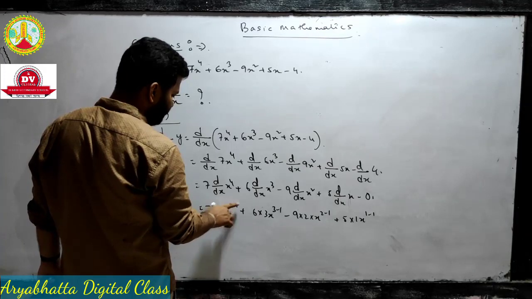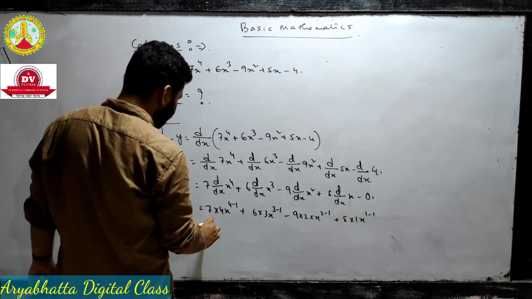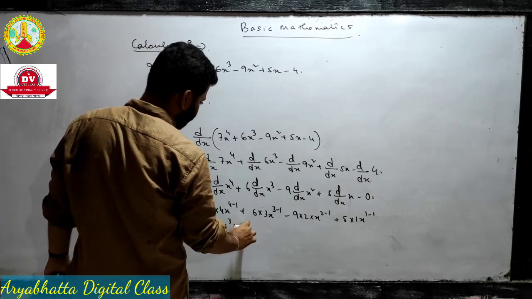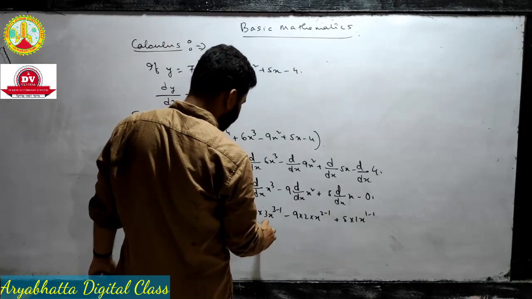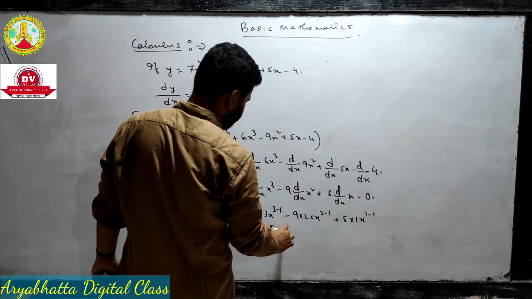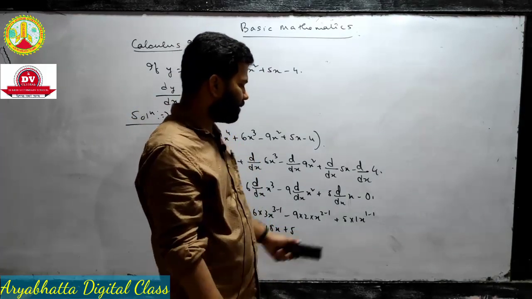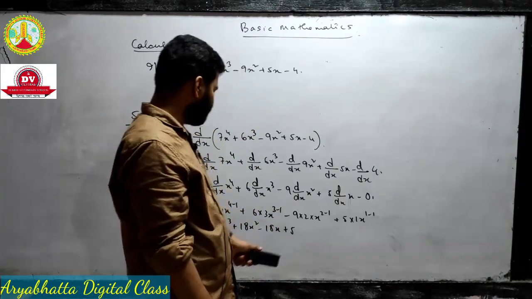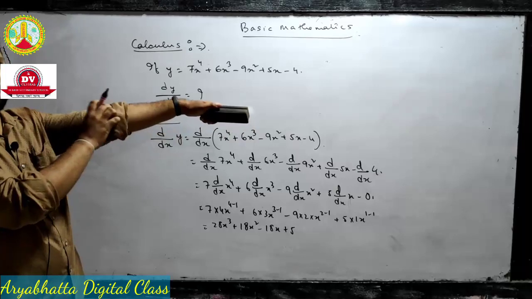Oh, it will be 4x to the power 4 minus 1. So this is 7 4s are 28, minus 18 plus 5 x to the power 0. What is the value of anything to the power 0? 1. So this is the answer. So in this way you have to solve.